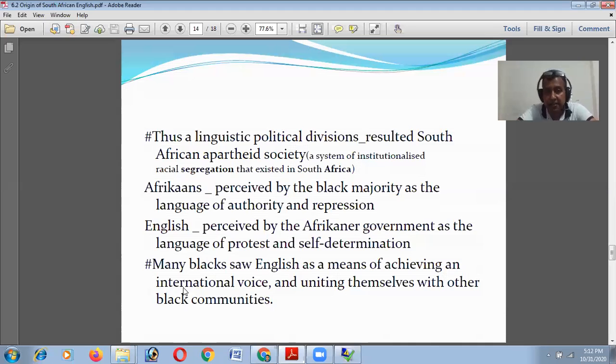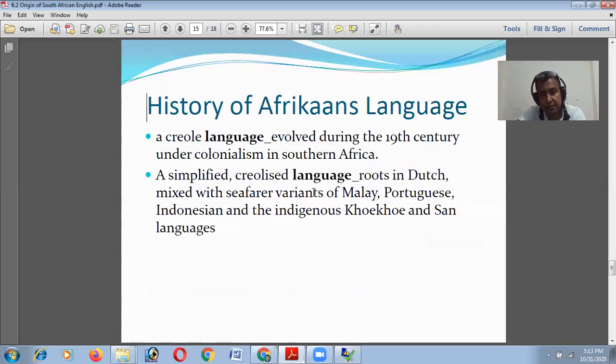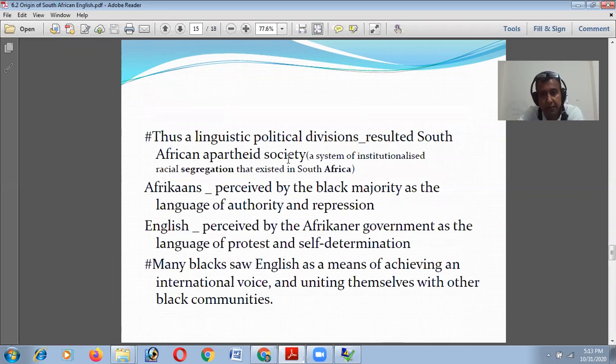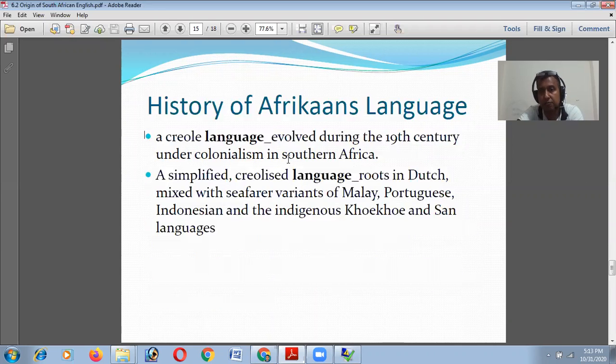History of the African language, actually. The Creole language evolved during the 19th century under colonialism in South Africa. A simplified Creolized language, with roots in Dutch, mixed with seafarer variants of Malay, Portuguese, Indonesian, and the indigenous Khoikhoi and San languages. So this African language is a mixture of several languages: Malay, Dutch, Portuguese. That is the Afrikaans language, and that is used by many people in Africa.